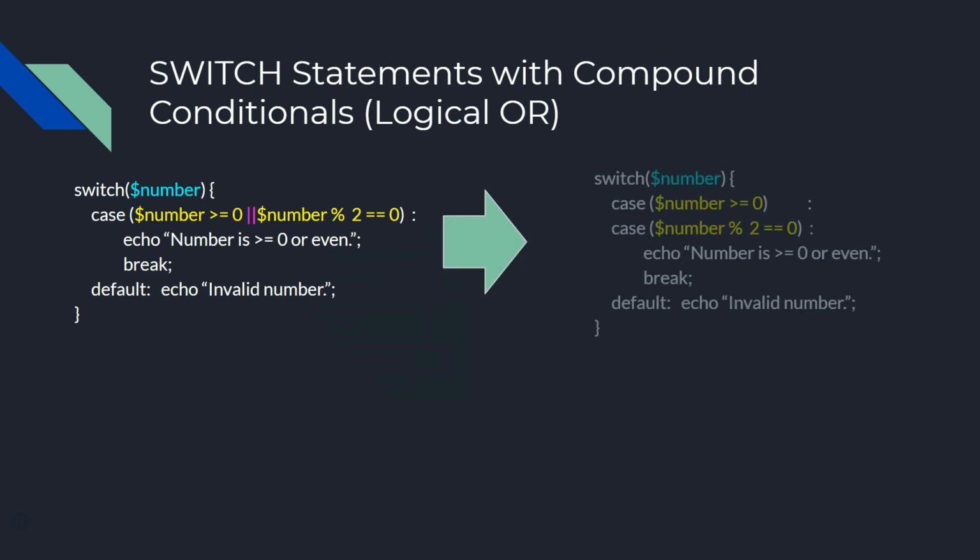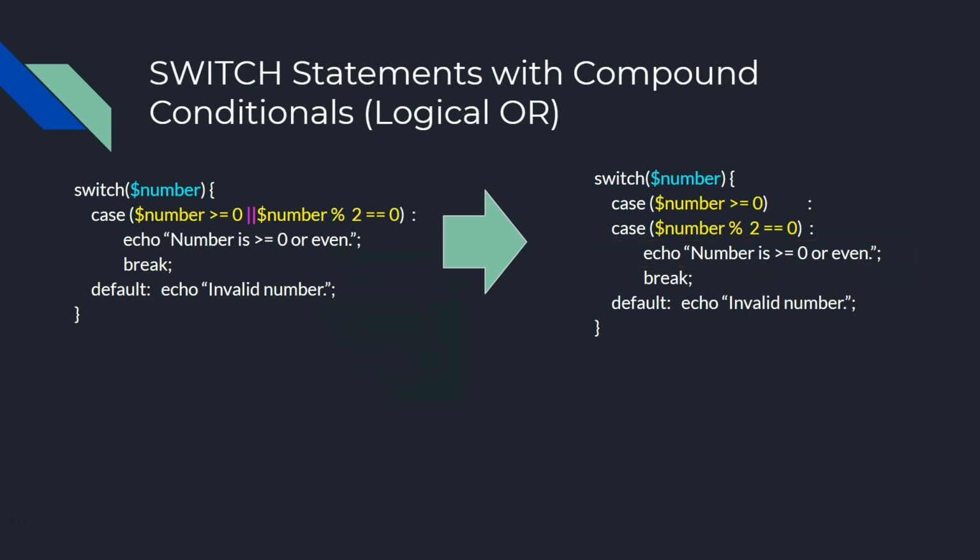Another way is to use something like this. So you have each case statement on its own. So we test for the first case, if it's greater or equal to 0, and then the colon. Again, you look at the right side of that first line, there is nothing after the colon. It's empty. If you remember from one of the previous videos, I mentioned that if you don't put a break statement there, it's going to automatically jump to the next case and run that statement. So in this case, if you have a number greater than 0, it's going to go right into the second case and echo the statement number is greater than or equal to 0 or even, and break.